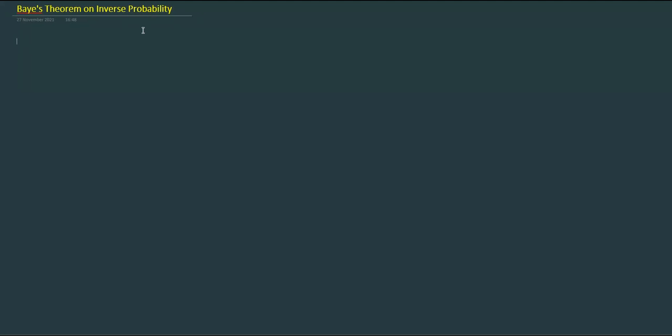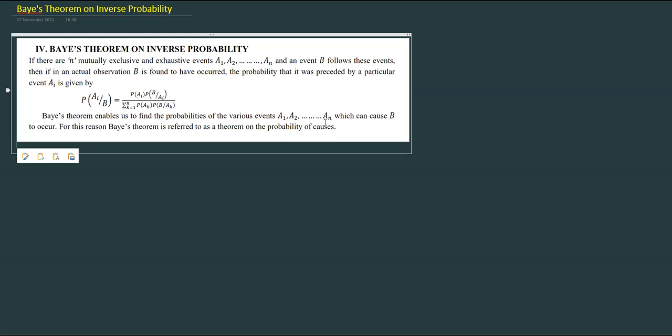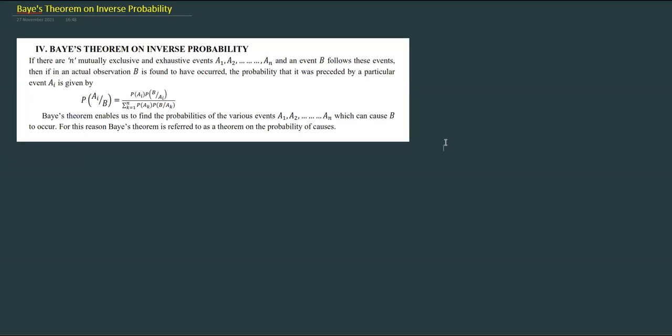So we discussed the Bayes theorem on inverse probability. So where is Bayes used? Right now, we will take the same example of having n bags.